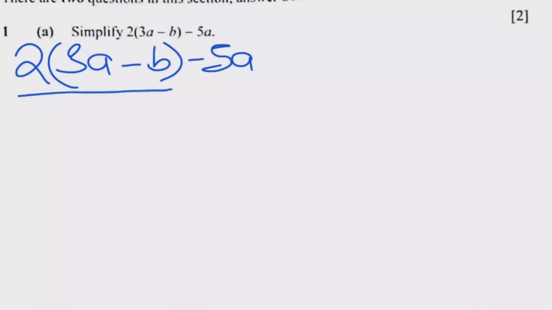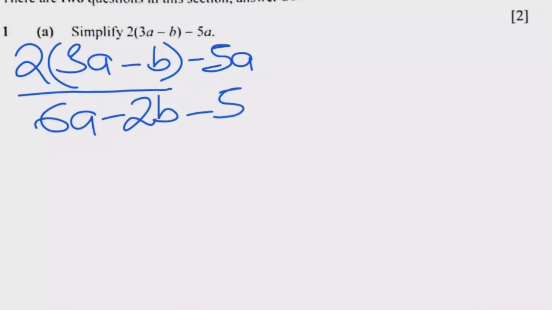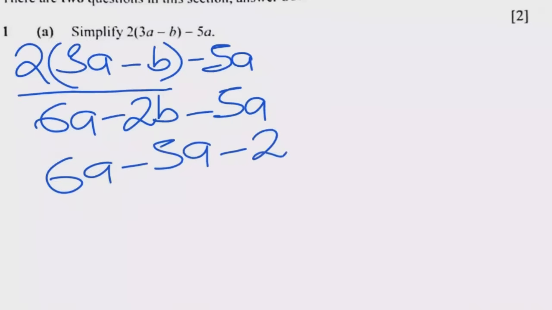Next, what do we do? First we evaluate what is in brackets. So 2 times 3a gives us 6a. Then 2 times negative b gives us negative 2b, minus 5a. Now next, we put like terms together. So we have 6a minus 5a minus 2b.